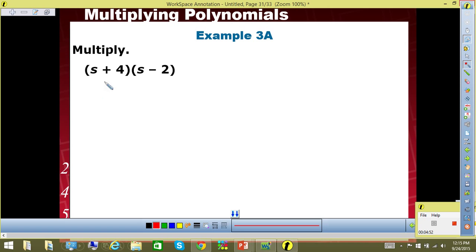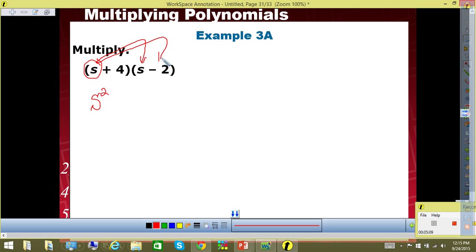So check this out. If I use distributive property, I'm going to use the first term first, and I'm going to distribute to this term. So what is s times s? S squared. You're just paying attention right now. I'll let you copy a little bit.